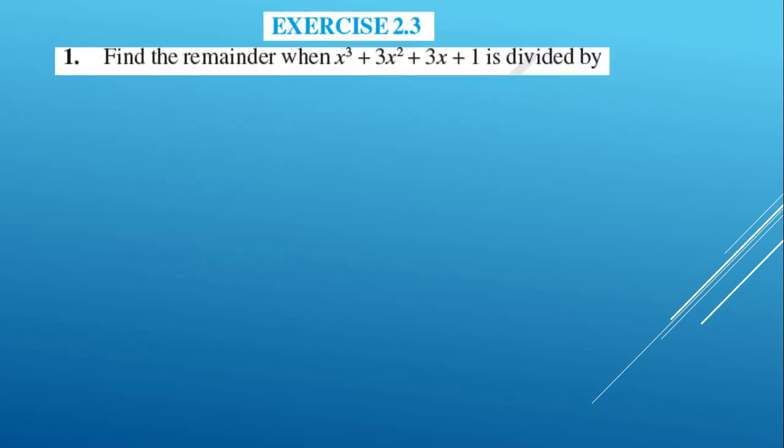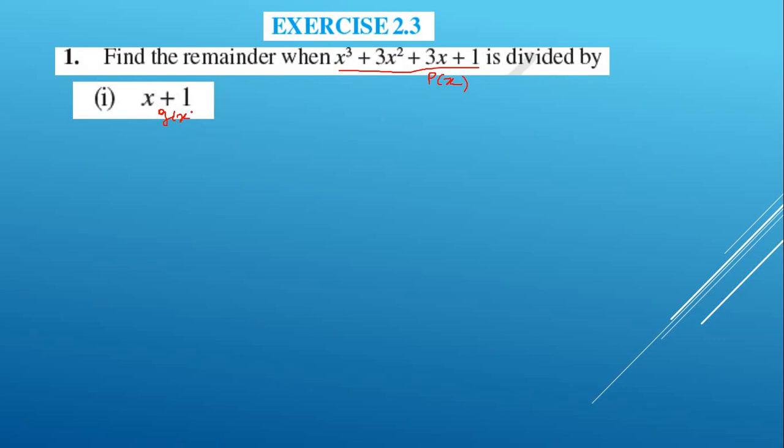So let's start its application from the exercise. So we have one question. First, find the remainder when this polynomial is given as p(x). It means it is the dividend polynomial for us, right? Now in the first part, we have to divide this polynomial by x plus 1. So this time this is g(x).